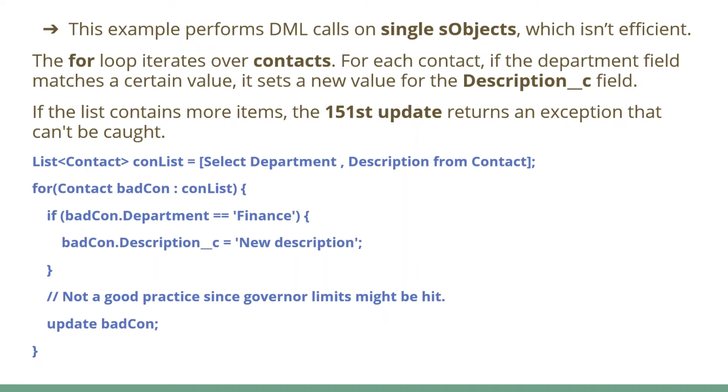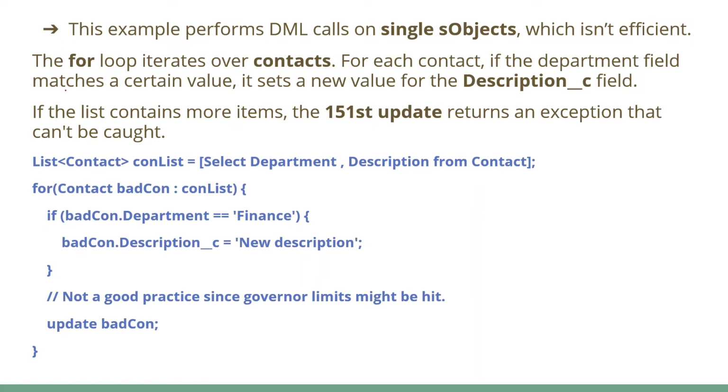So this example performs DML calls on single sObjects, which is inefficient. The for loop iterates over contacts, and for each contact, if the department field matches a certain value, it sets a new value for the description field. If the list contains more than 150 results, like updates we are trying to make, then an exception will happen. So let's see an example.